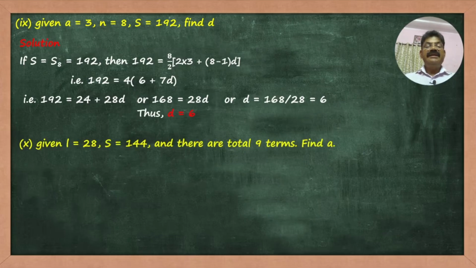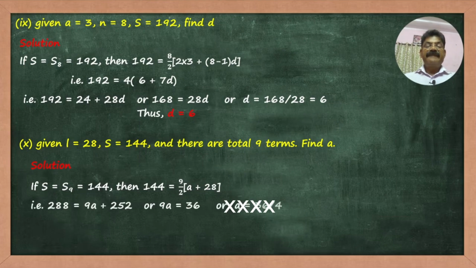10th problem. Given L is equal to 28, S is equal to 144. Total number of terms is 9. Find A. So S is equal to S9, which is equal to 144. When you substitute these values in the formula, you get A is equal to 36 by 4. Thus, A is equal to 4.